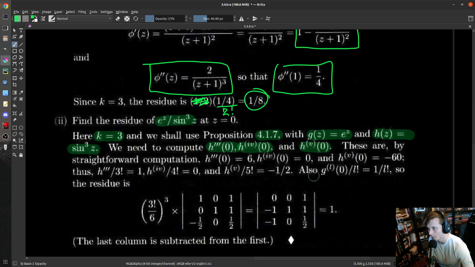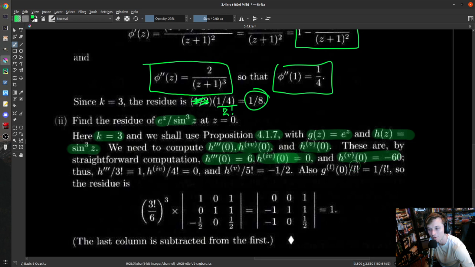So this is really straightforward because H is sine cubed. It's not too bad. The third derivative is going to be 6, the fourth derivative is going to be 0, and the fifth derivative is going to be minus 60. Notice you're going to alternate and have odd derivative 0, right? Because of sines. Whatever, you know how to derive sine, right? And you know how to take powers and all that. So nothing too fancy. Go through and check it yourself if you want.